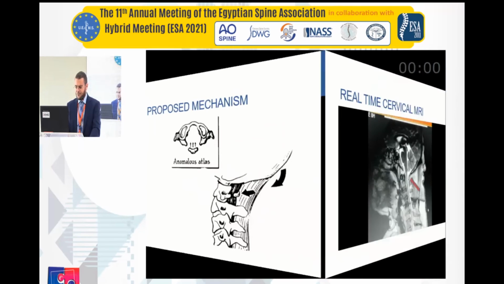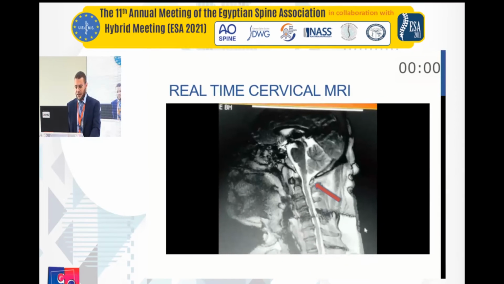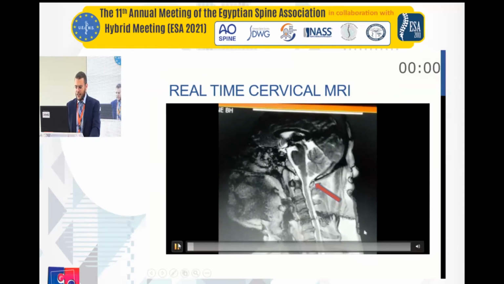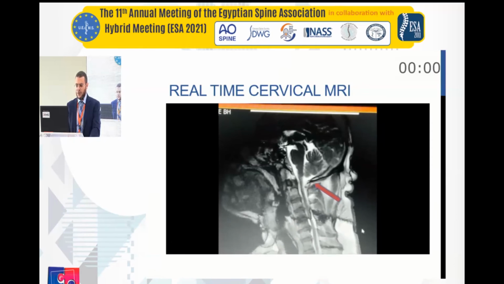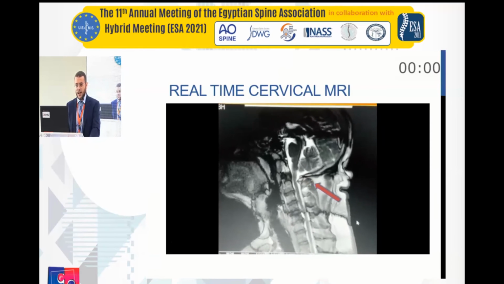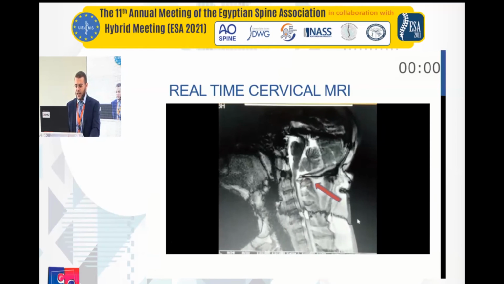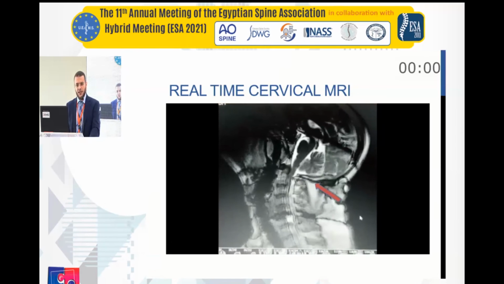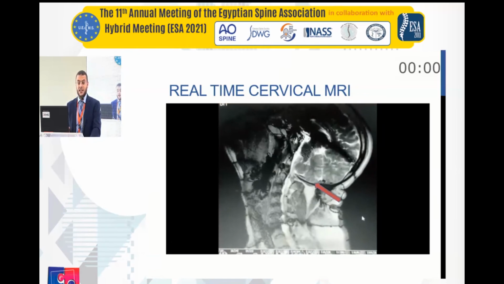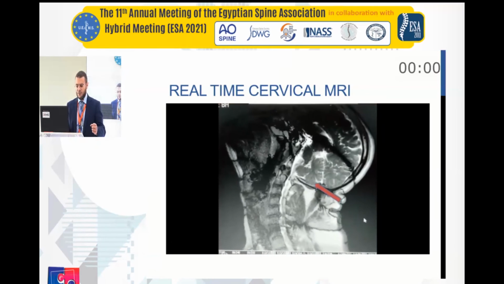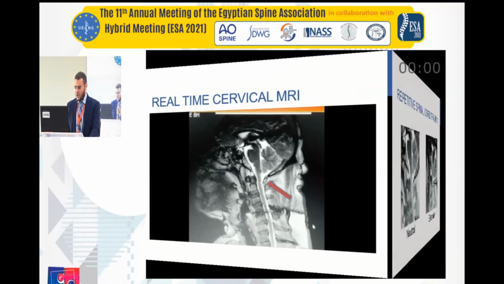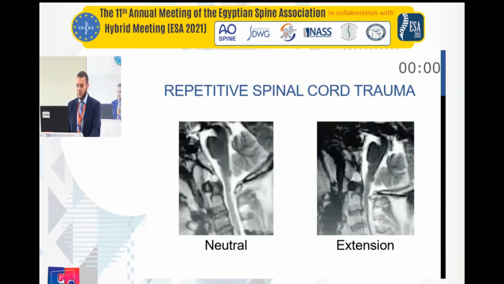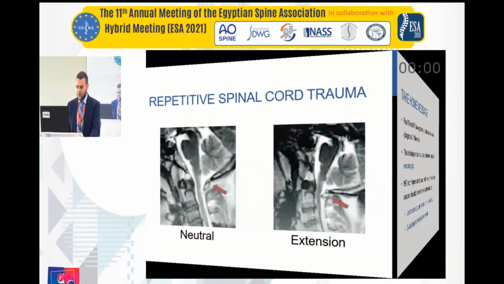So we said, let's try real-time MRI here, and we did it on this patient. Look at the posterior arch of C1 while the patient extends his neck. You can see how dramatically this piece of bone is squeezing the spinal cord. He said, when I extend, I feel like an electric impulse in my hands every time. This is the neutral position, and this is the extension position, and you can see this floating piece of bone compressing the cord.